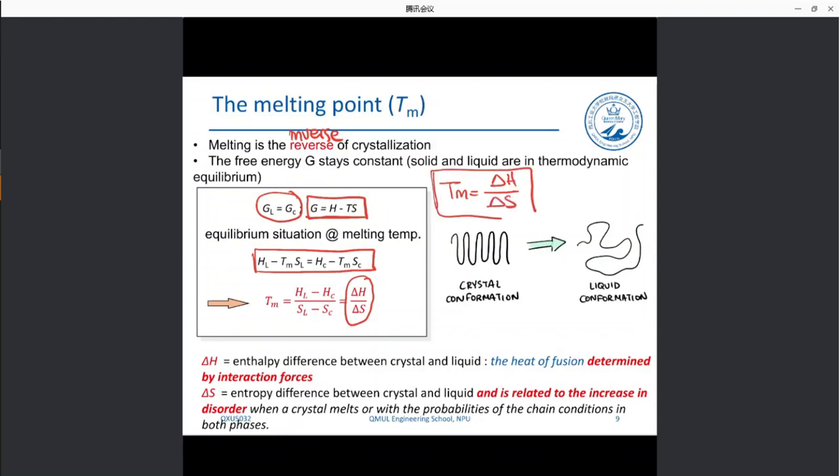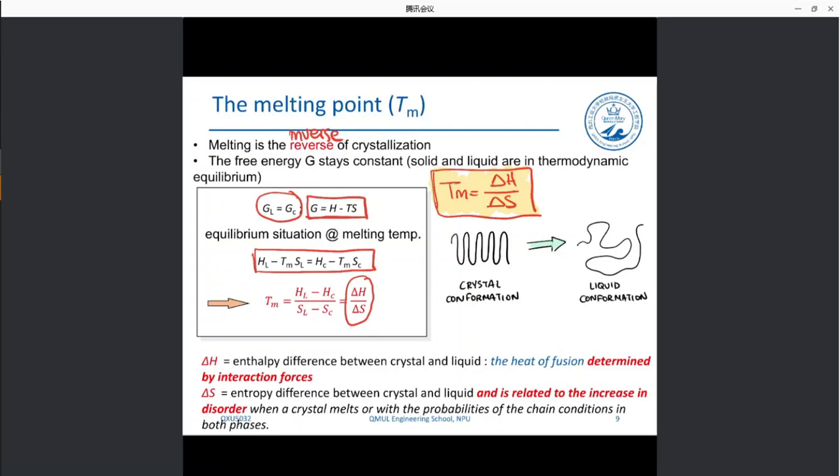Okay? And let's have a look at what each term is. The enthalpy difference between the crystal and liquid is essentially the heat of fusion, and it is determined by the interaction forces. So the stronger the interaction forces, the higher the heat of fusion is within polymers. But the most important thing here, I guess, is the entropy.